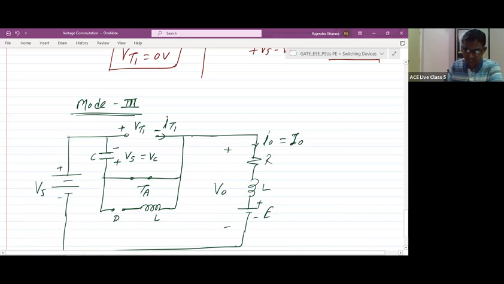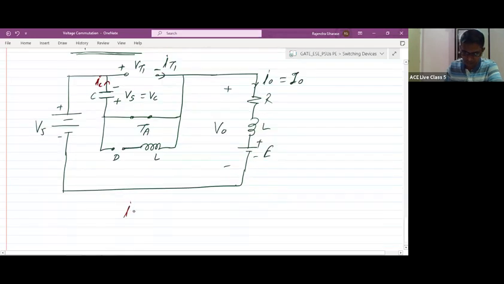But when the capacitor discharges in this loop, what is the IC? Actually, we consider the positive value of IC as this type of current. But actually when the capacitor discharges, the IC is flowing in the downward direction. So can we say that IC is equal to minus I0? Yes or no, right? IC is equal to minus I0. So here IC is minus I0, when the capacitor C discharges.